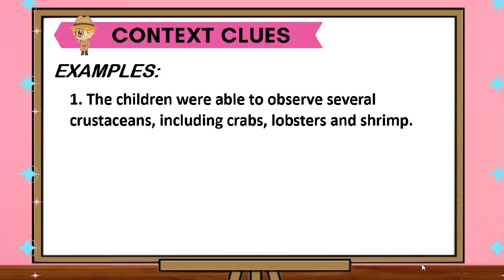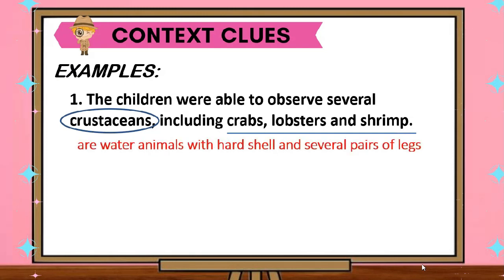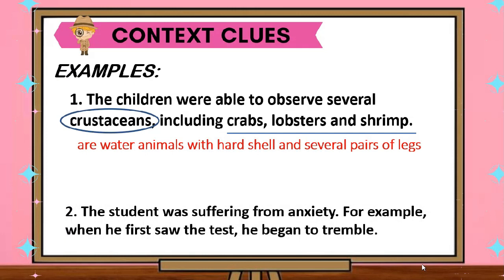What word in this sentence is unfamiliar to you? Crustaceans. In this sentence, specific examples are used to define the term crustaceans. What are these examples? These are crabs, lobsters, and shrimp. The word including signals that an example is being used as type of context clue. Through the context clues in the sentence, you will be able to figure out that crustaceans are water animals with hard shells and several pair of legs.